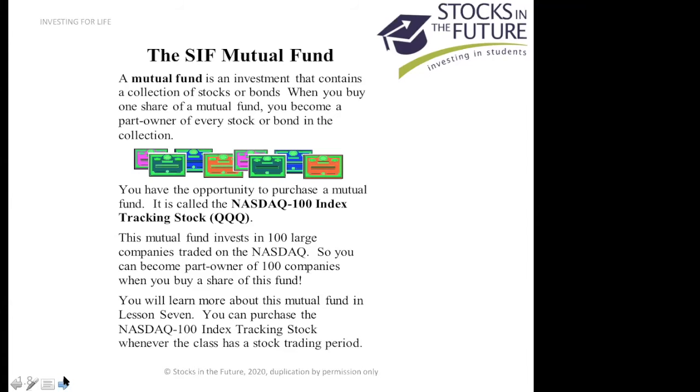It is called the NASDAQ 100 Index Tracking Stock, and its ticker symbol is QQQ. This mutual fund invests in 100 large companies traded on the NASDAQ. So you can become part owner of 100 companies when you buy a share of this fund. You will learn more about this mutual fund in lesson 7. You can purchase the NASDAQ 100 tracking stocks whenever the class has a stock trading period.